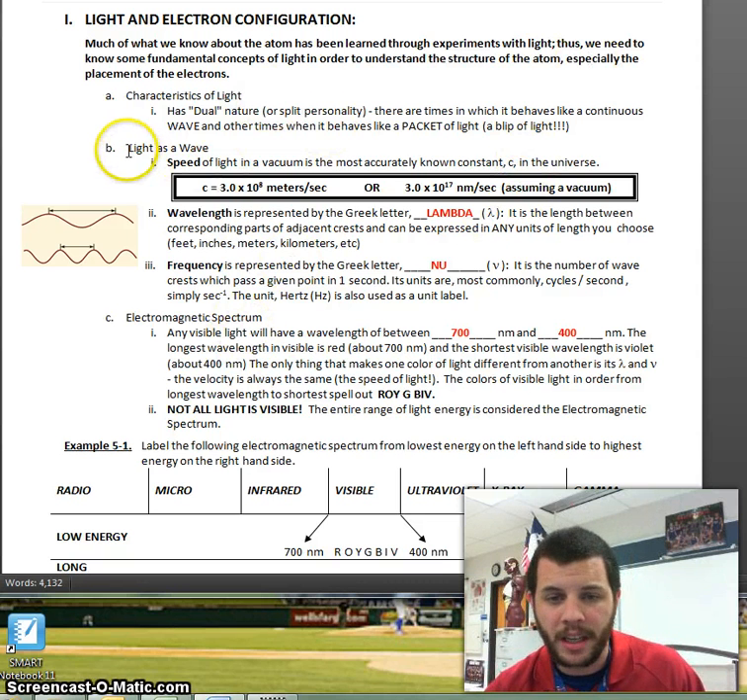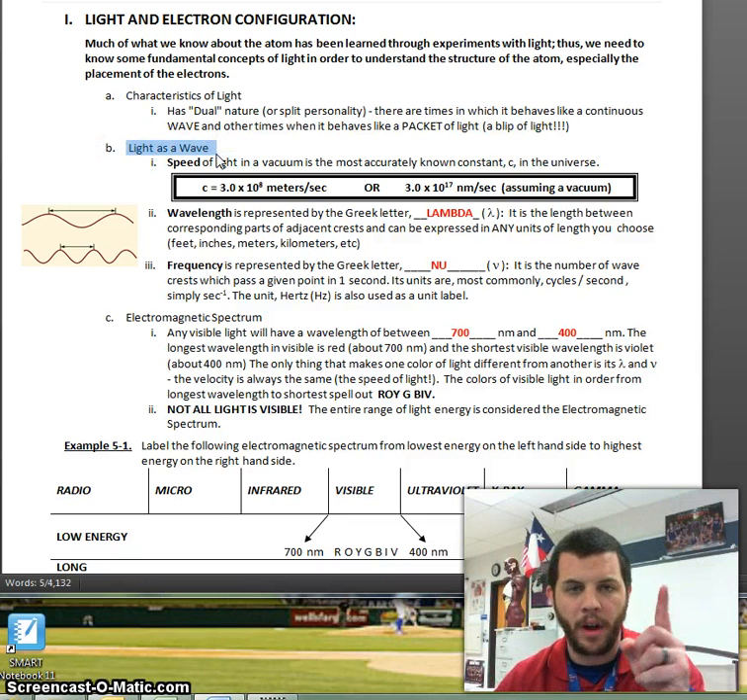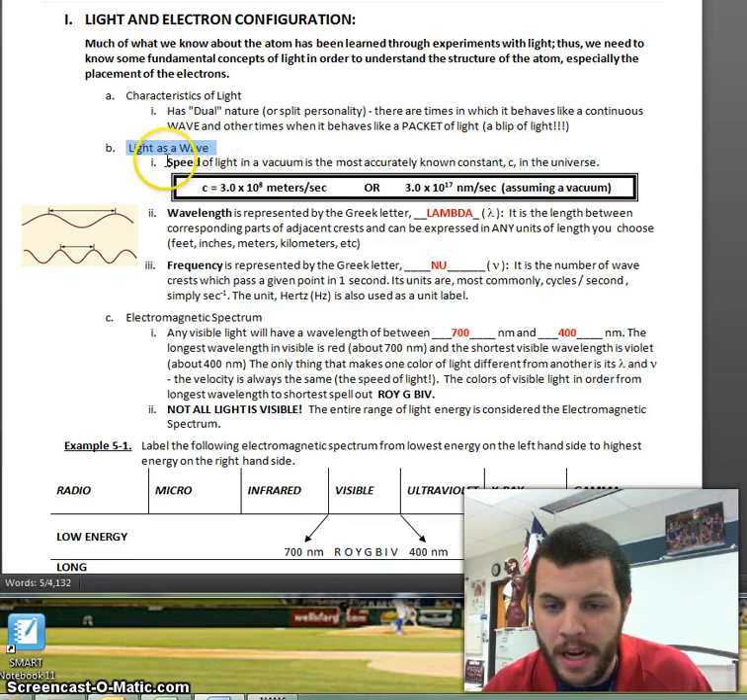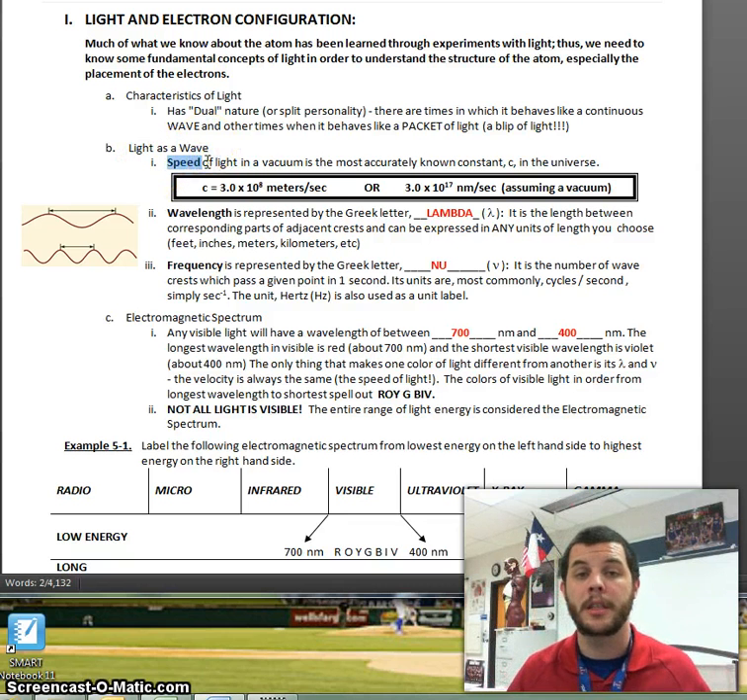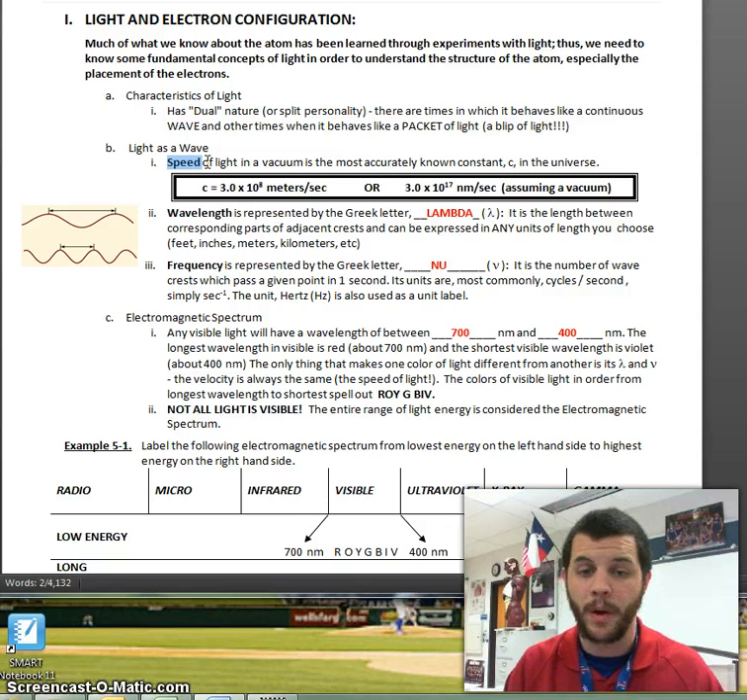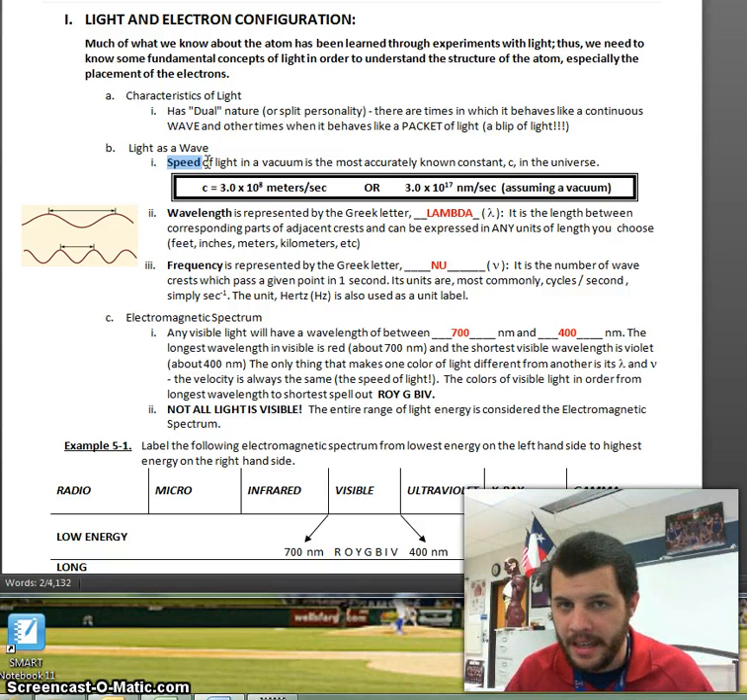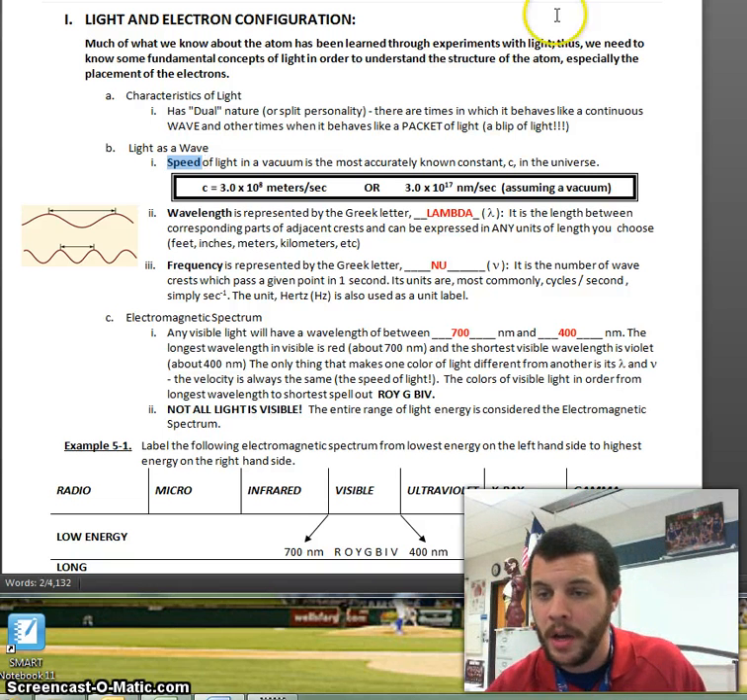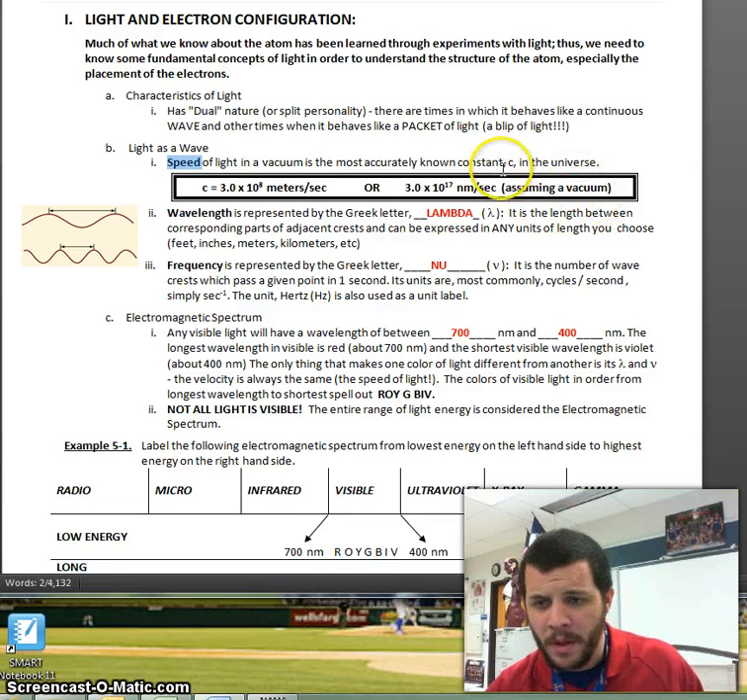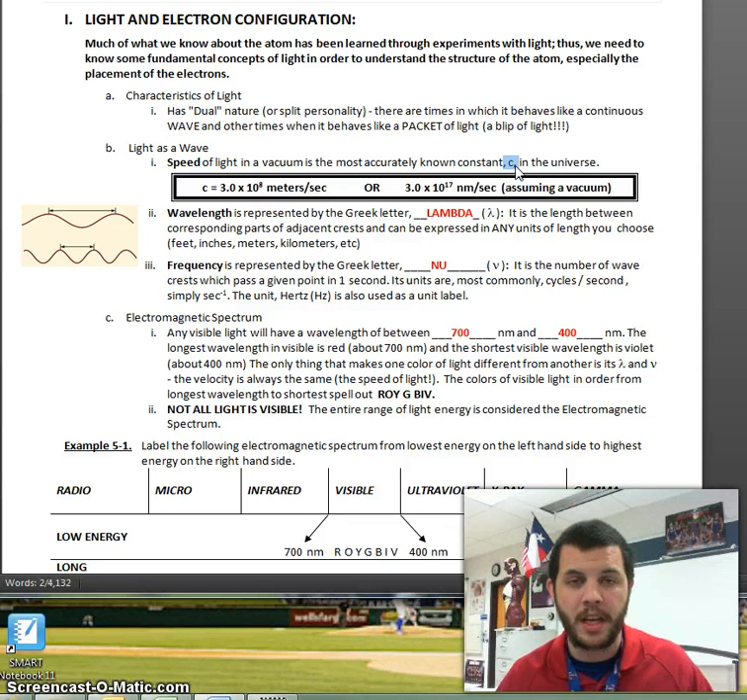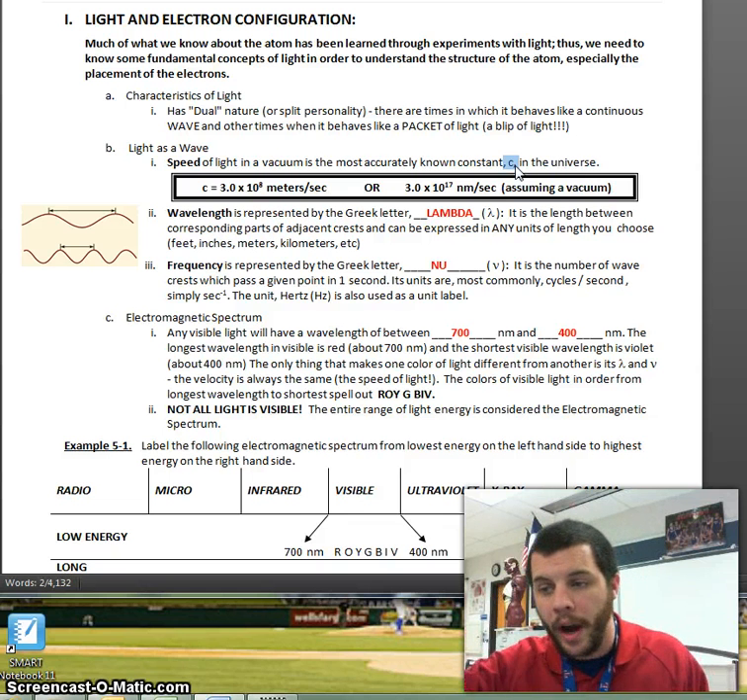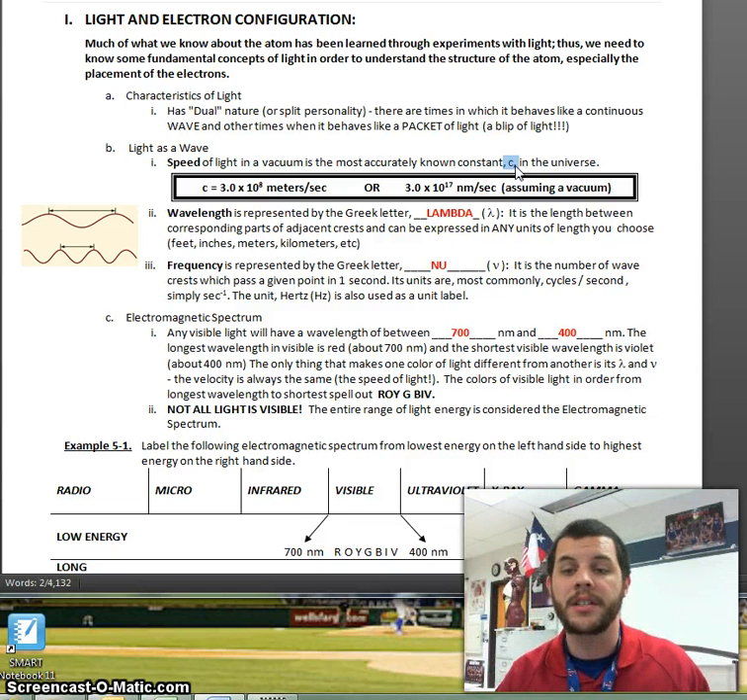Now, if we're looking at light as a wave, we need to focus on three things. Number one, that wave has a speed. What is the speed of a light wave? The speed of light was figured out a long time ago, and it is the most accurately known constant in the universe. We call it c. You've heard of E equals mc squared; the c is the speed of light.